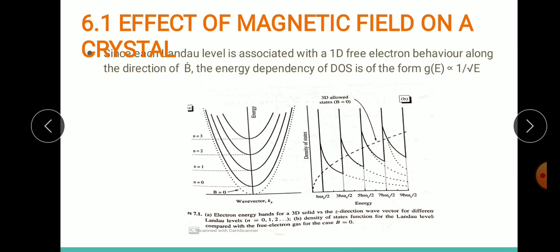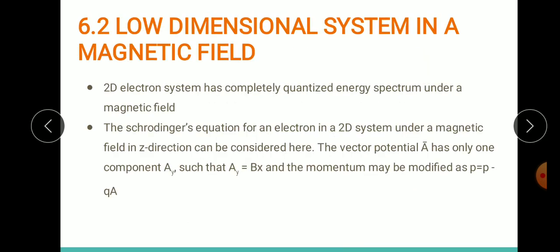Now let's see what is the effect that the magnetic field has on a low dimensional system, which means we will be considering a two dimensional system, because we just discussed the effect on a crystal which was three dimensional. For two dimensional electron systems, the magnetic field will completely quantize their energy spectrum.